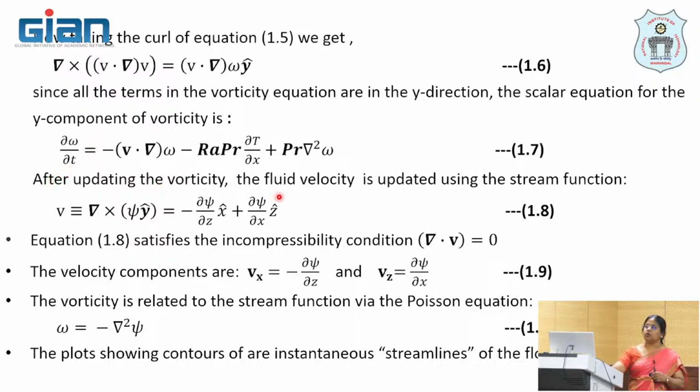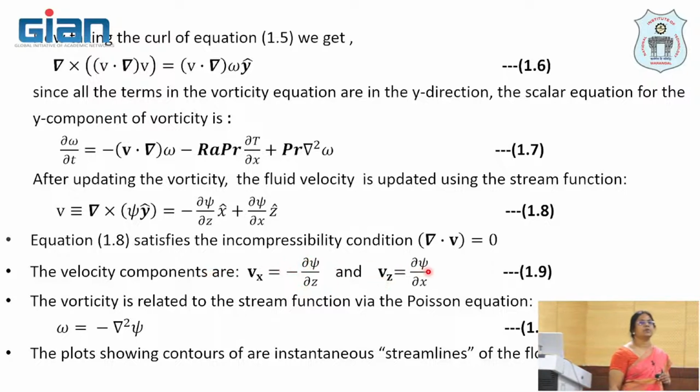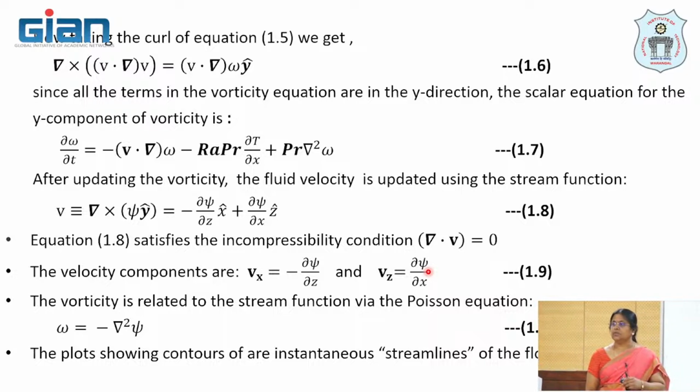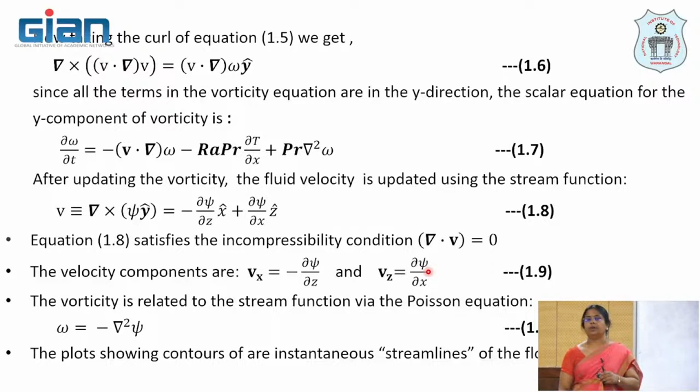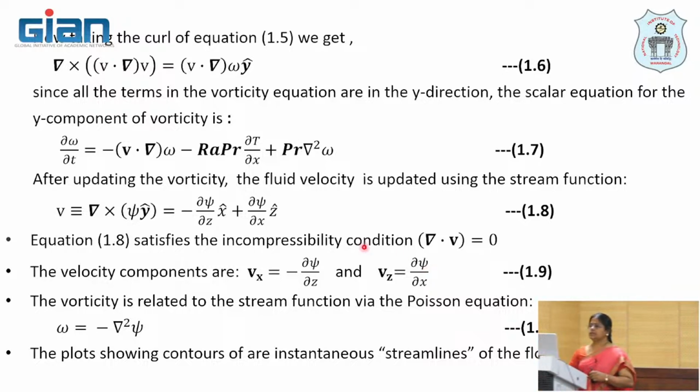After updating the vorticity, the fluid velocity is updated with respect to the stream function. How is the stream function defined? Equation 1.9 tells us, a basic definition only. The velocity component u, or Vx, equals negative dou psi by dou z, and we choose this stream function such that it satisfies the continuity equation, divergence of V bar equals 0. If you substitute that, it will automatically get satisfied.